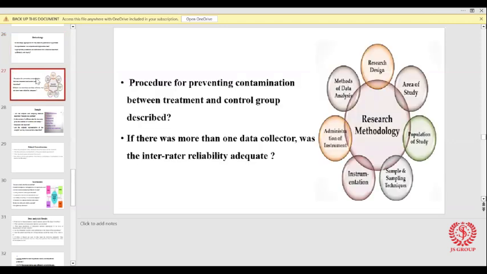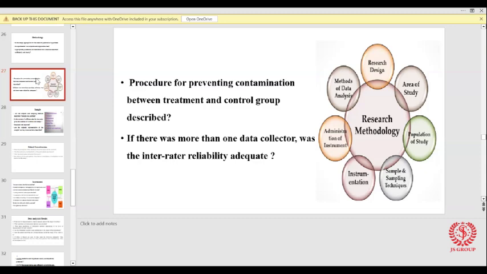Procedure for preventing the contamination between treatment and control group. If you keep the experimental and control groups in the same setting, contamination will occur. That's why we select a different setting for the experimental group and a different setting for the control group. For example, if third year GNM students are the population, we select one college as the control group and one college as the treatment group or experimental group. So we have to check whether the researcher has followed any procedure for preventing the contamination or not.